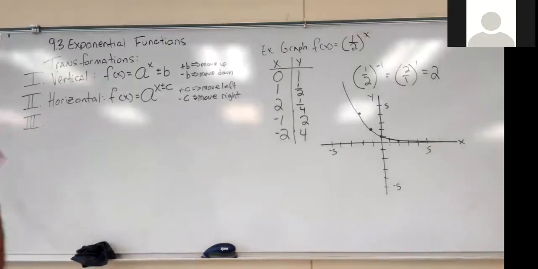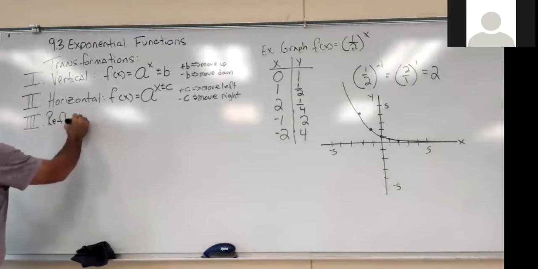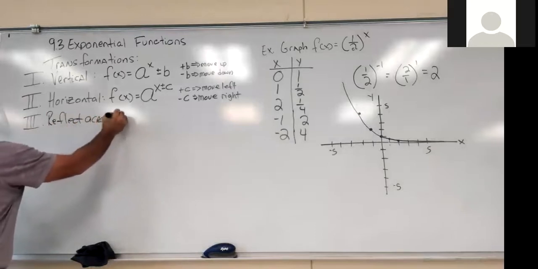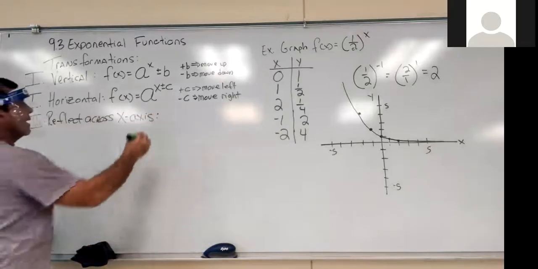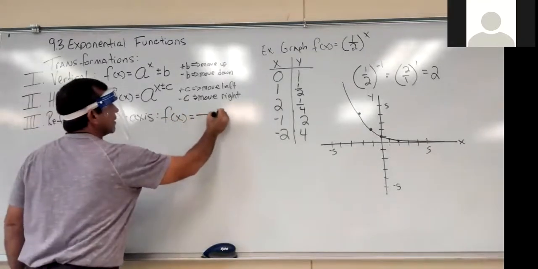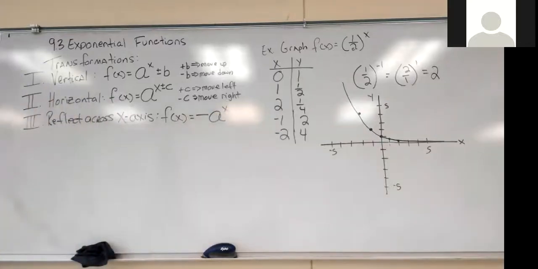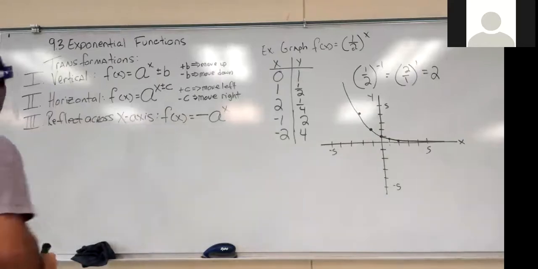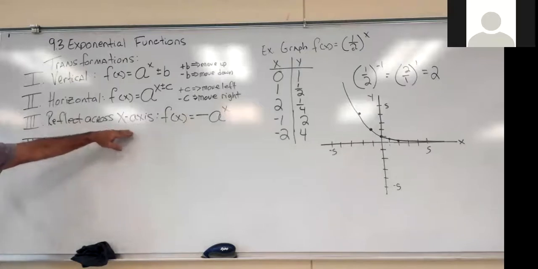I can still reflect across the x-axis. So to reflect across the x-axis, I'll have f of x equals negative a to the x. So my leading term becomes negative. That's going to flip that whole graph over, okay? So the new move: I can reflect it across the y-axis.